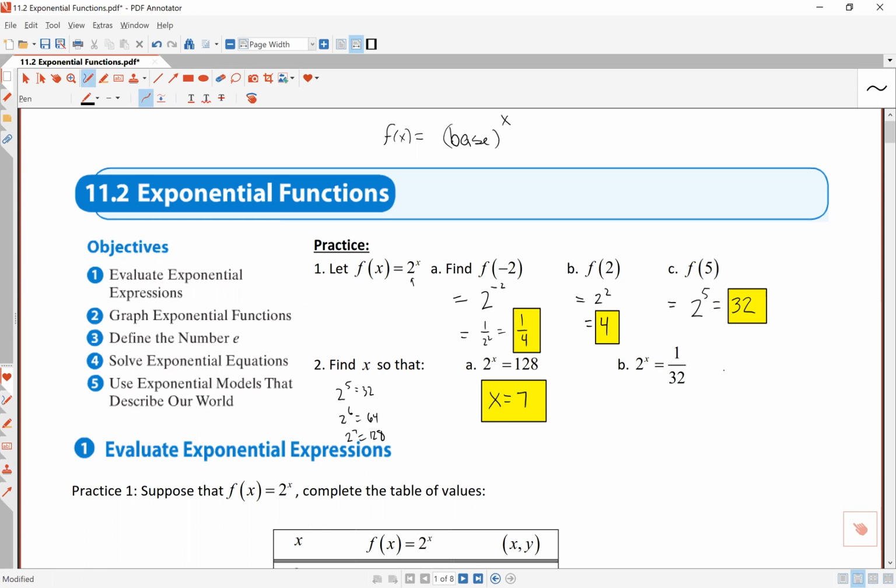Letter B, 2 to the x is 1 over 32. If 2 to the fifth is 32, then 2 to the negative fifth is 1 over 2 to the fifth, or 1 over 32. So in this case, x would be negative 5.